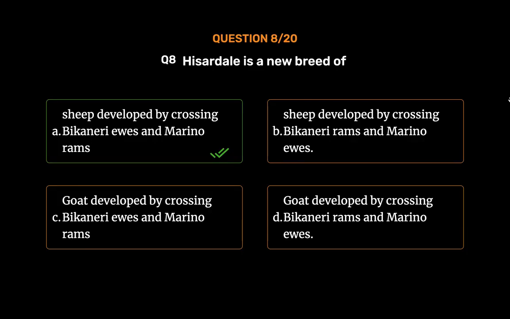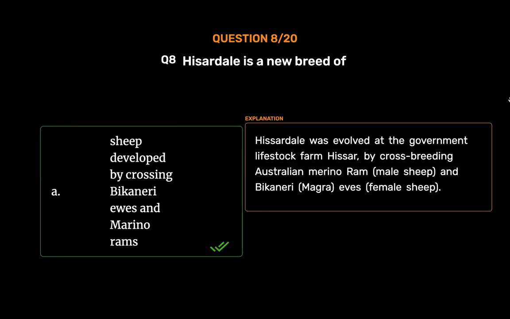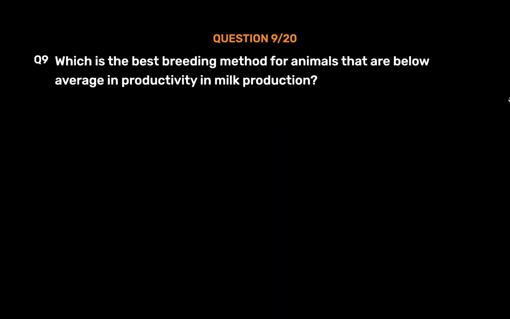Sheep developed by crossing Bikaner ewes and Merino rams. Hisardale was evolved at the government livestock farm Hisar by crossbreeding Australian Merino ram, male sheep, and Bikaneri Magra ewes, female sheep.